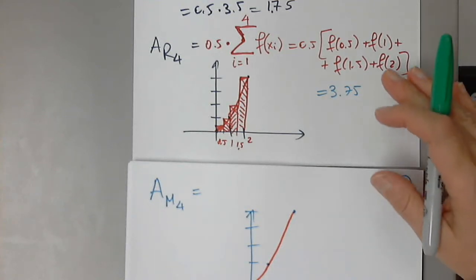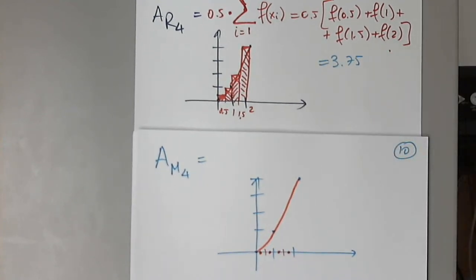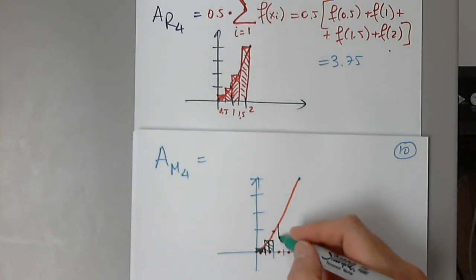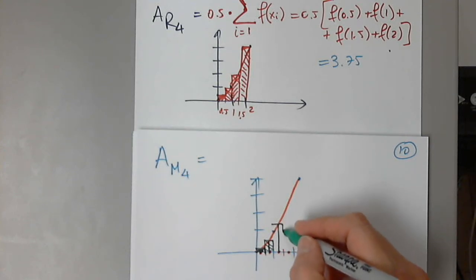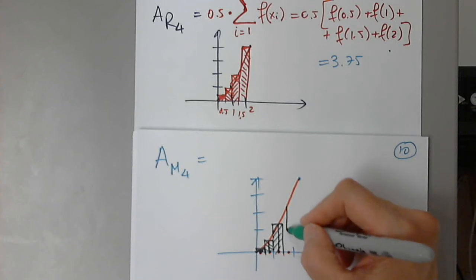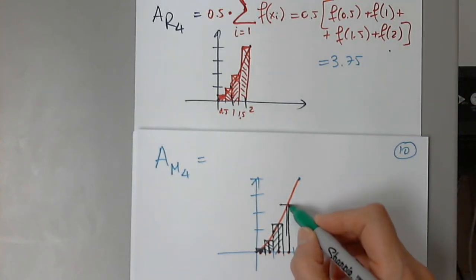So let's show the rectangles now. This is the height, and this is the rectangle. This is the height, and this is the rectangle. This is the height, and now this is the rectangle. And this is the height. Oops, I missed it, sorry. This is the height, and now this is the rectangle.